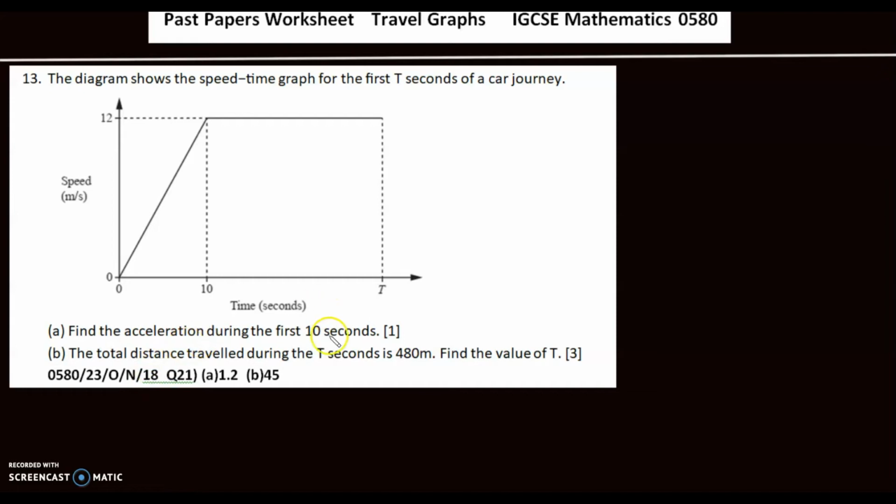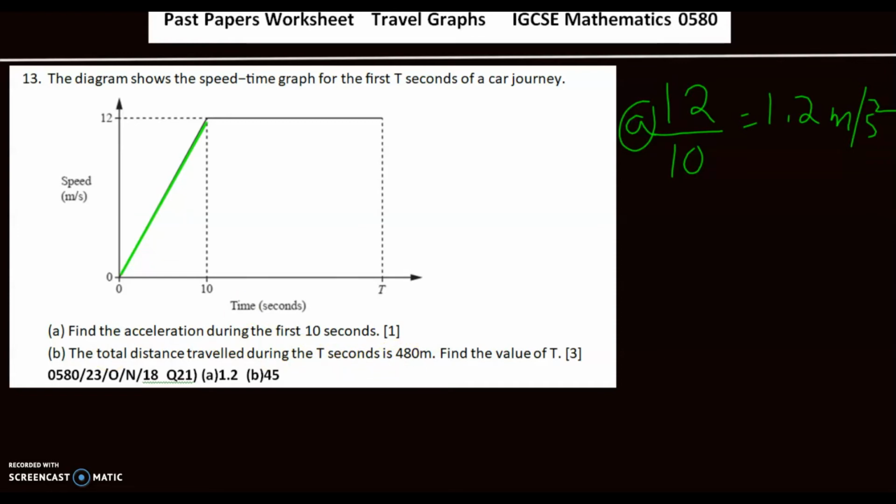Next question. The diagram shows the speed time graph for the first t seconds of a car's journey. Find the acceleration during the first 10 seconds. Acceleration is the rise over run, which is the slope. It is simply 12 rise and run is 10. So 1.2 meters per second square. This is part A. Part B. The total distance traveled during the t seconds is 480 meters. Find the value of t.